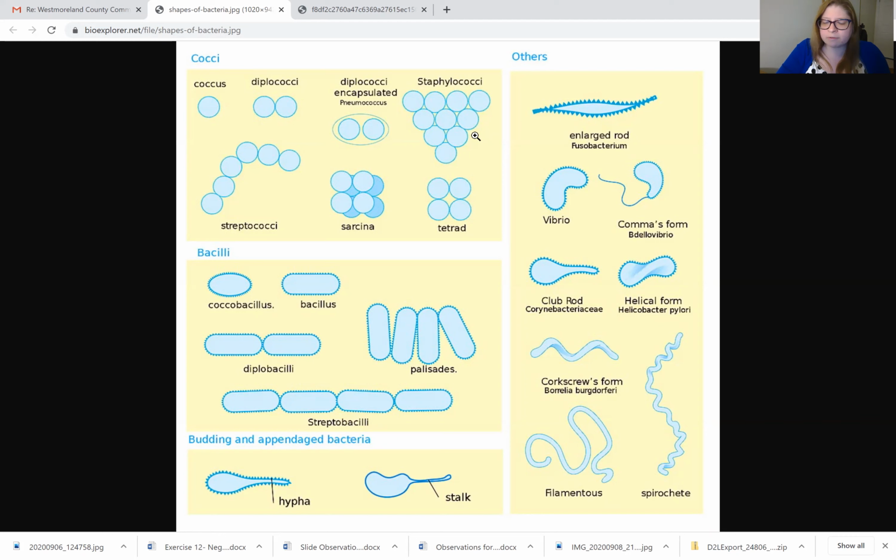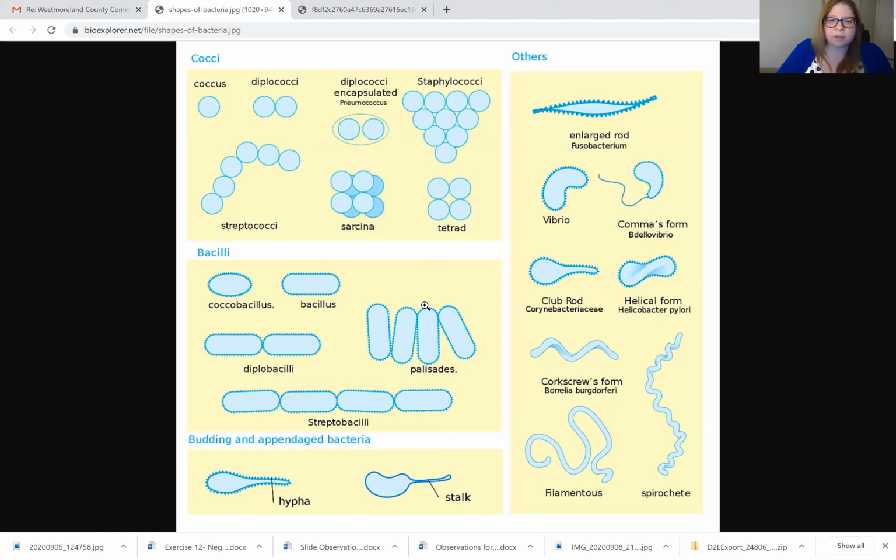That's where the name Staphylococci comes from. I believe it's ancient Greek for bunches of grapes. Sometimes they also come in tetrads. The reason for these arrangements is that when the bacteria divide, they don't separate very much from the parent cell.